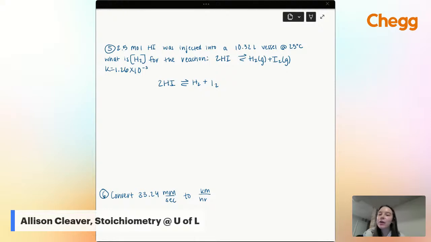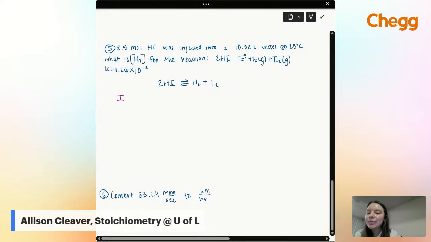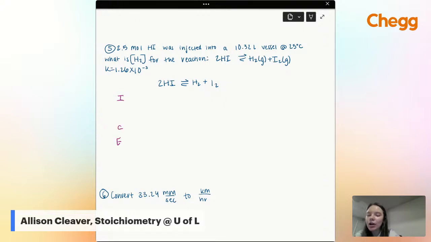All right, so for this problem, we have 2.5 moles of HI was injected into a 10.32 liter vessel at 25 degrees Celsius. What is the hydrogen molarity for the reaction? And it gives us the balanced reaction, and it also gives us the KEQ value. So we put our ICE, we have I, C, and E. So earlier I said I stands for initial, C for change, E for equilibrium.